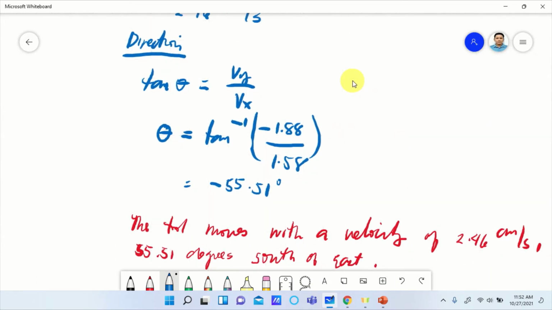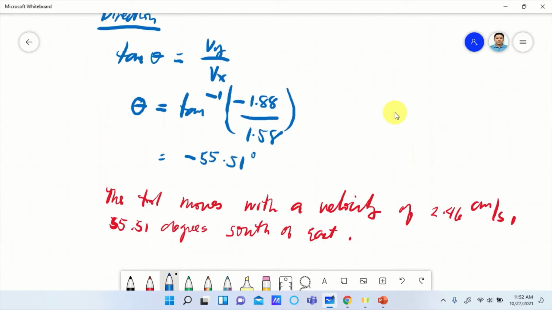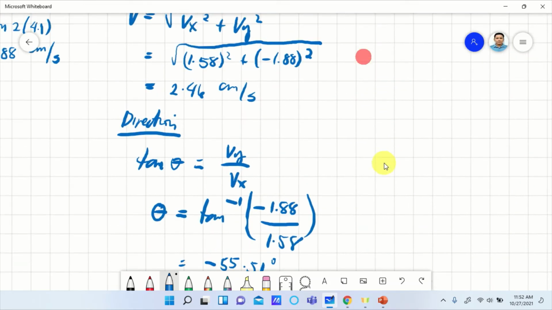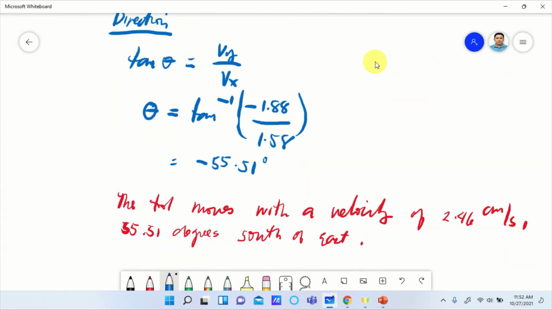So here we can conclude that the tool moves with a velocity of 2.46 centimeters per second. That's the magnitude of the resultant vector, at 55.51 degrees south of east. Okay, so those are some of the applications of the derivatives of trigonometric functions.